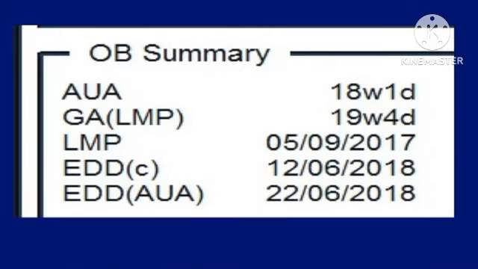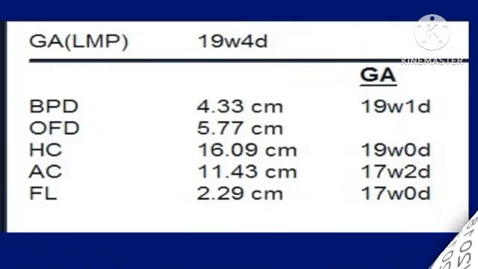The discrepancy is of course more than 10 days. So if I see the parameters, the gestational age by LMP is 19 weeks 4 days. BPD and HC are actually 19 weeks, but my AC and FL are falling short. So in this situation, I should not average out and say that there is an 18 weeks pregnancy and the discrepancy of 11 days is there, and I should reassign the EDD as the patient gives the history of delayed periods. But I should wait, I should rule out the other causes and then reassign the EDD.